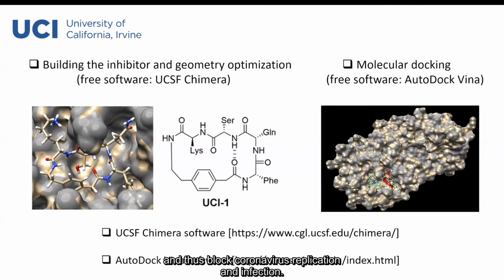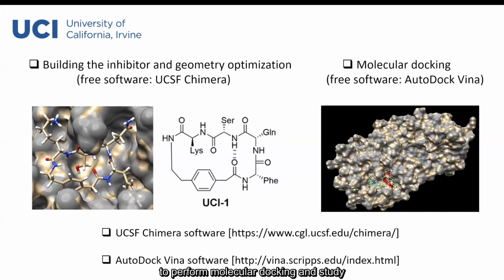coronavirus replication and infection. We then perform geometry optimization in UCSF Chimera to clean up the structure of the cyclic peptide inhibitor that we just built. Finally, we use another free software called AutoDock Vina to perform molecular docking and study the interaction of our newly designed cyclic peptide inhibitor with SARS-CoV-2 Mpro.